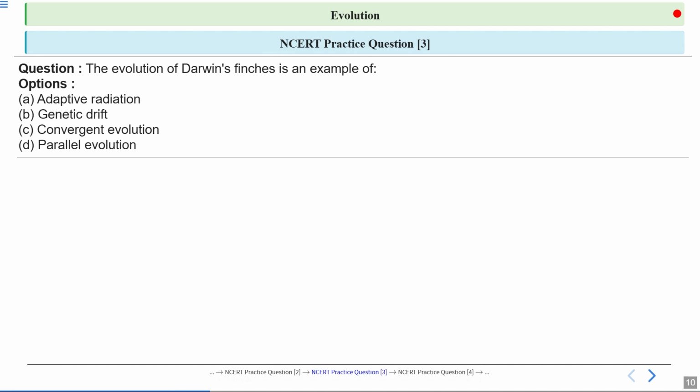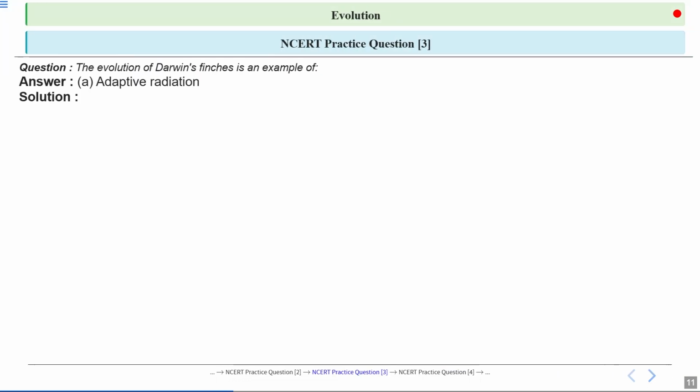The evolution of Darwin's finches is an example of. What are the options? Option A, adaptive radiation, B is genetic drift, C is convergent evolution, and D is parallel evolution. What will be the correct answer? Option A is the correct answer here, which is adaptive radiation.